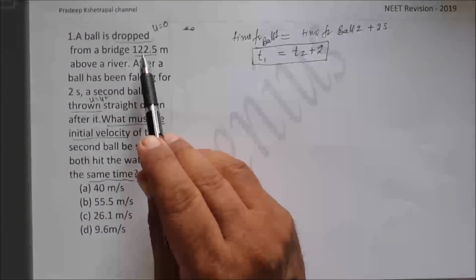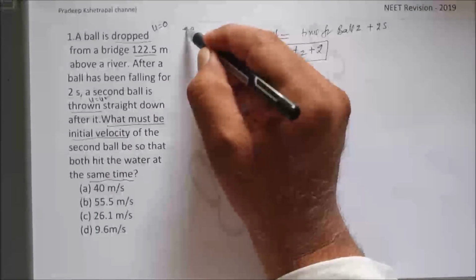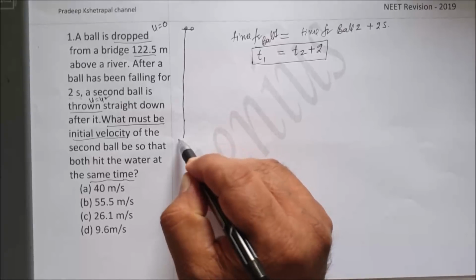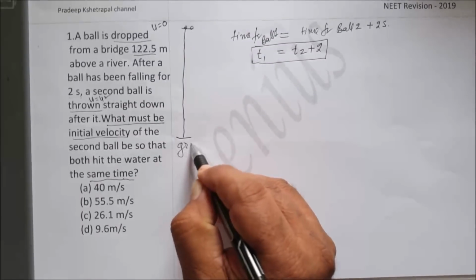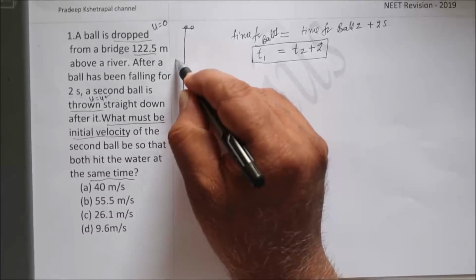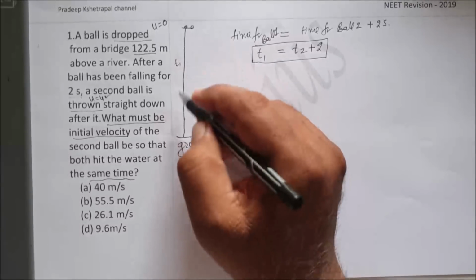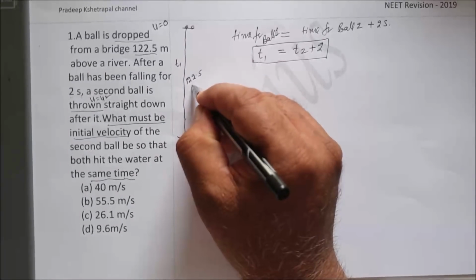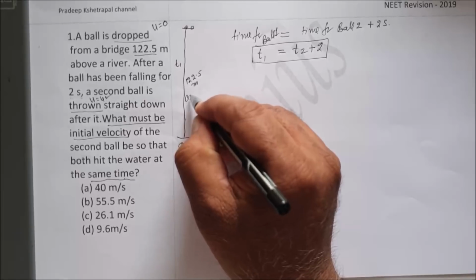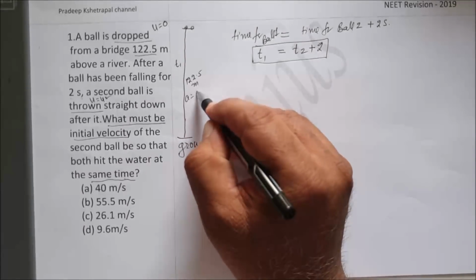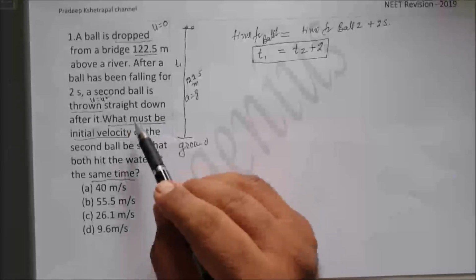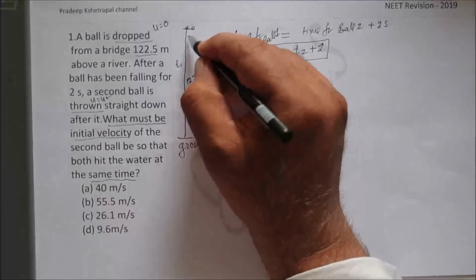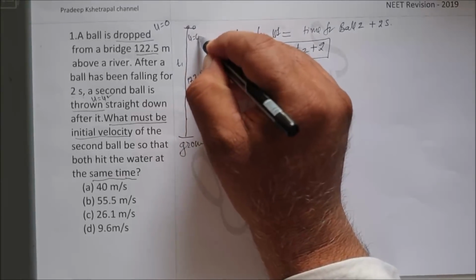If height is given, then we have to use that the ball is falling down to the ground, and it has taken time t1. It has a height of 122.5 meters. Its acceleration is equal to g. These are the things given, and what is its u? Its u is equal to 0.